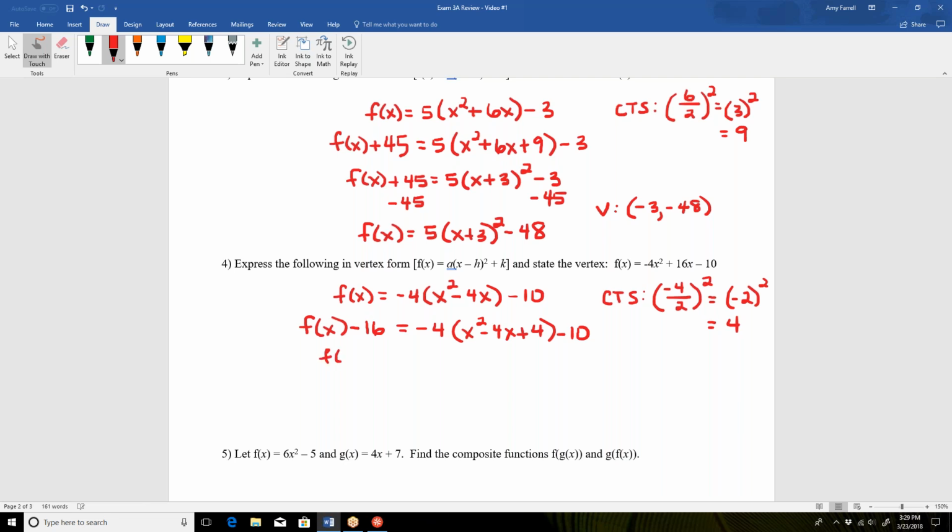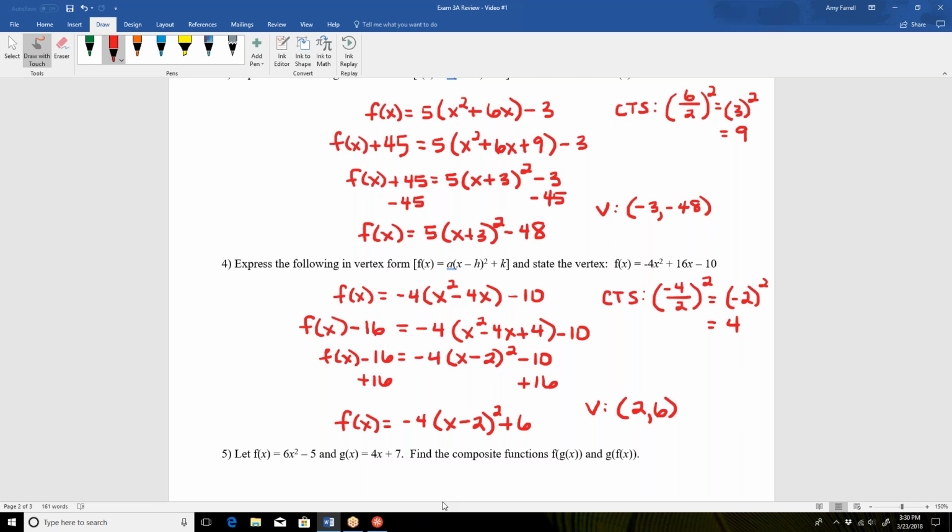All right, then we will factor our perfect square trinomial that we created inside the parentheses. We're going to factor it as the square of a binomial. That binomial would be x minus 2. And then we need to isolate our f of x. We're going to add 16 to both sides. We get f of x equals negative 4 times the quantity x minus 2 squared plus 6. Vertex, opposite sign, positive 2, same sign, 6. So 2, 6 would be the vertex of this parabola.